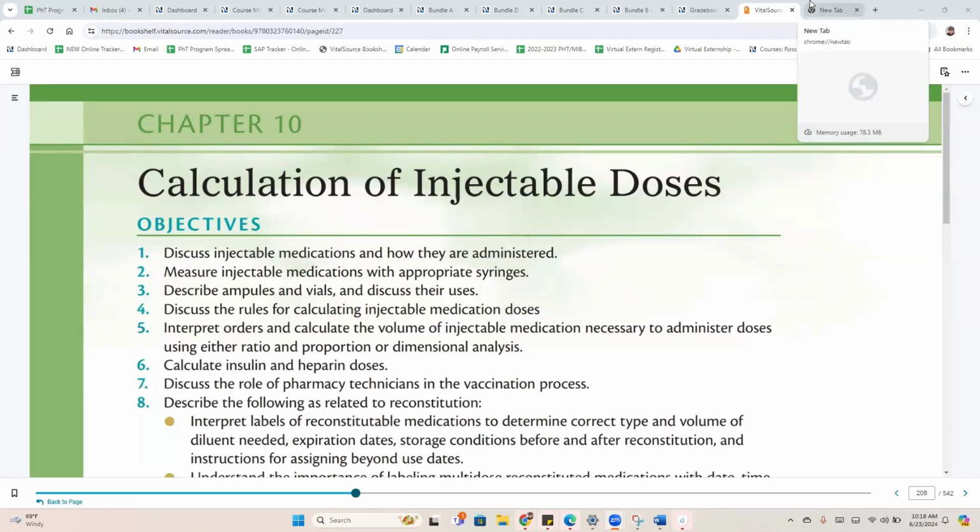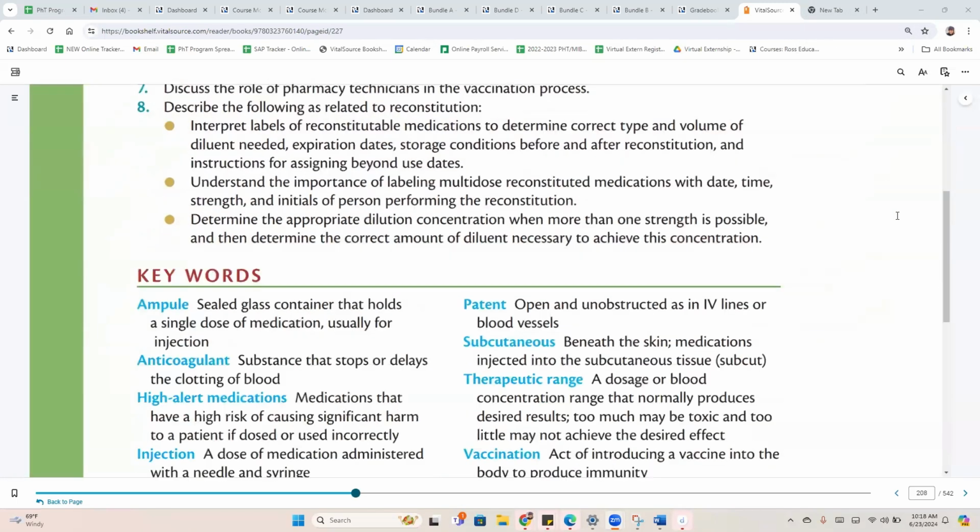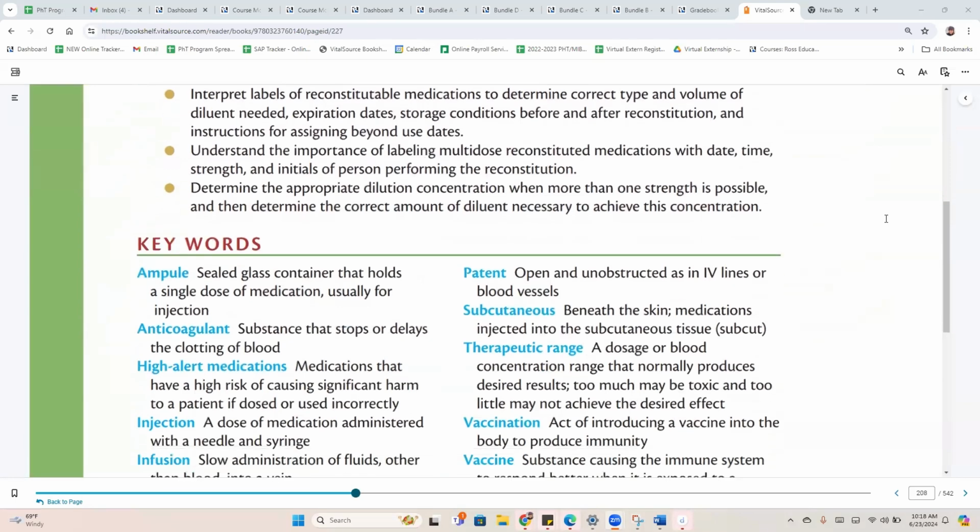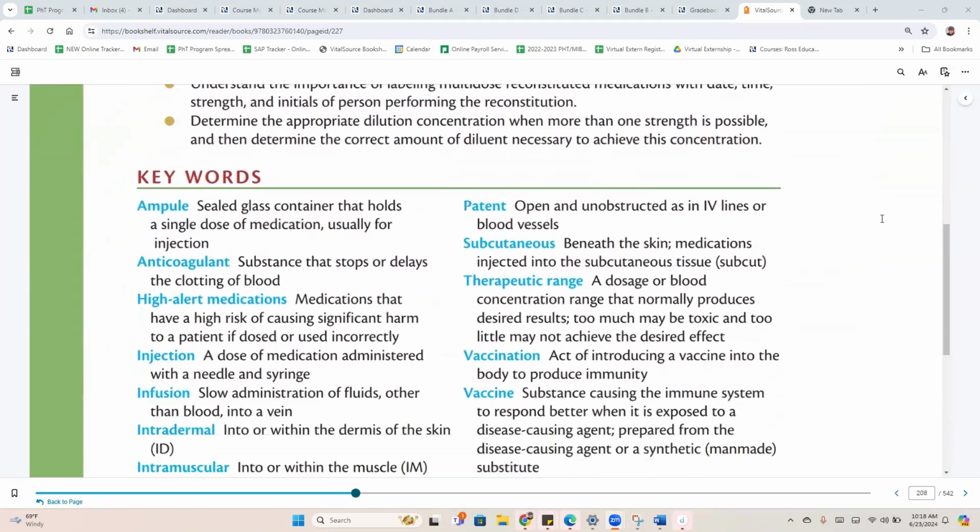Chapter 10, Calculation of Injectable Doses. So we have our keywords at the top, which you should definitely take a look at. They will be talked about in other chapters in the program, but it's always nice to make yourself aware of these things while you're learning about how to calculate the dosage.